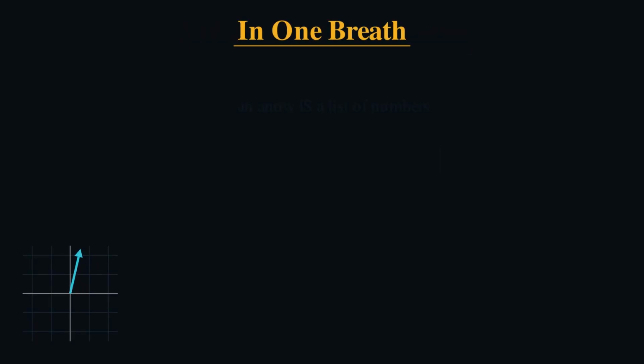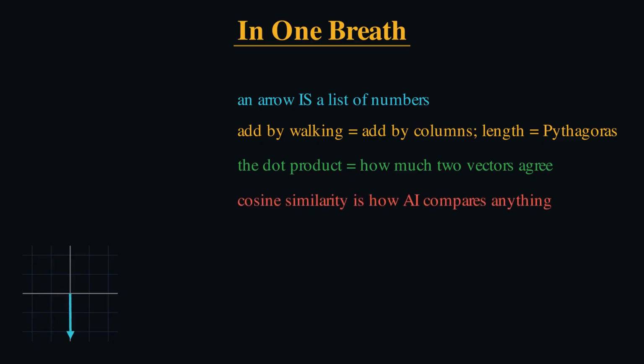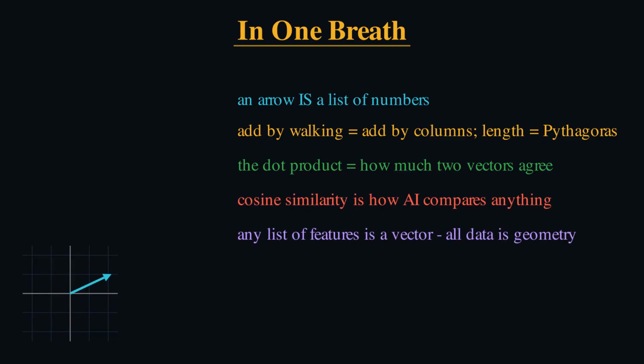In one breath, an arrow is a list of numbers, add by walking or by columns. Its length is Pythagoras. The dot product tells you how much two vectors agree, and that, normalized, is how AI measures similarity. Any list of features is a vector, so all of data is geometry.